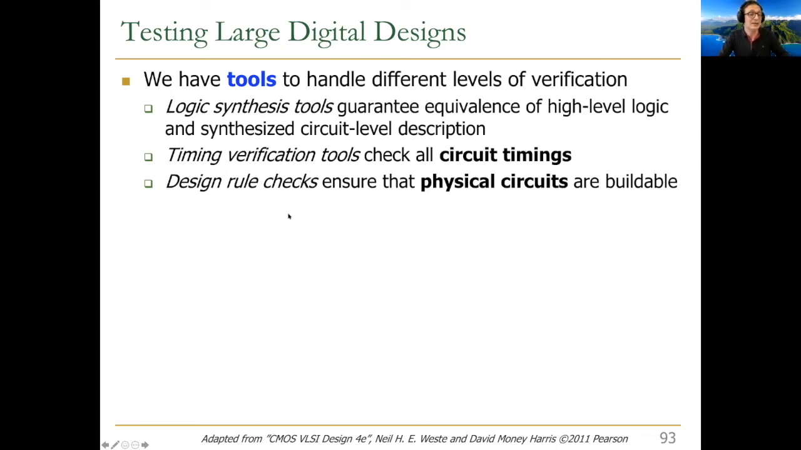And then there are design rule checks that ensure that physical circuits are buildable. This is basically whether the transistors are too close to each other, for example, whether the gates are too close to each other, whether you make sure that the wires are large enough to carry the load that they're subjected to. Clearly, we're not at that level in this course. This is at a lower level than what we're going to cover in this course. So we're not going to talk about design rule checks.